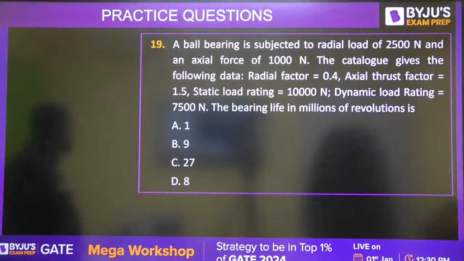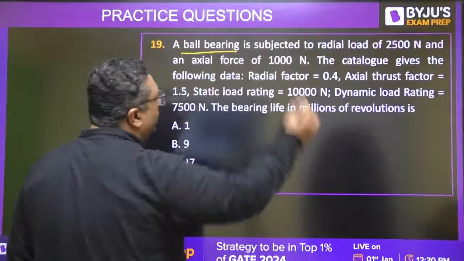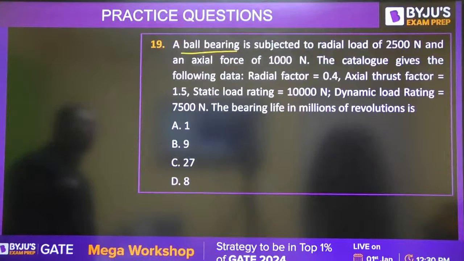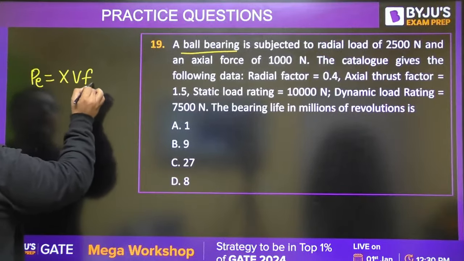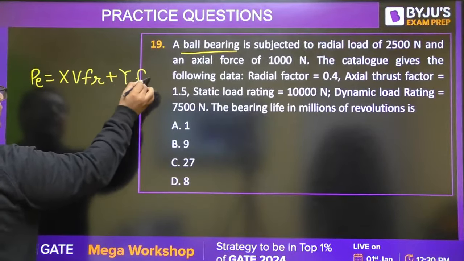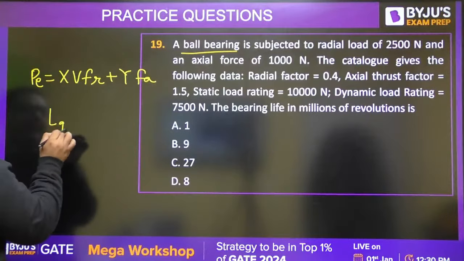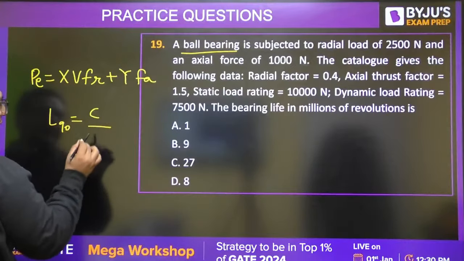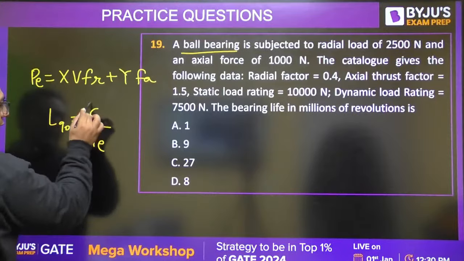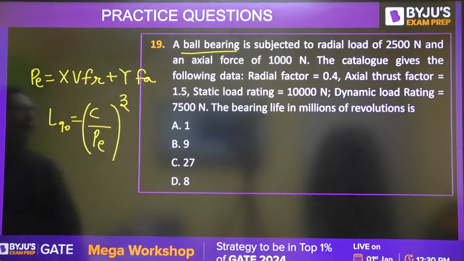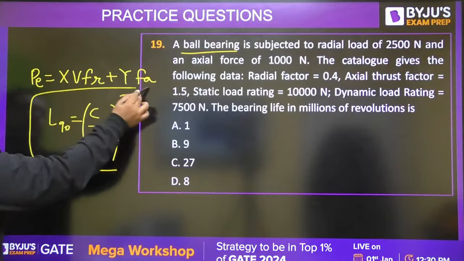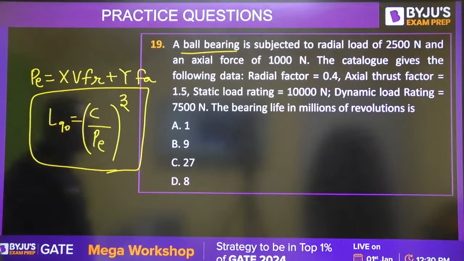Very good, Madhu Vamshi. Very good, Mansoori. This is from ball bearing now. It is subjected to some load, 2500 Newton. First of all, find out the equivalent load, P equals X V Fr plus Y Fa. Then you know L90 is C by P e to the power 3. For ball bearing, this is the formula. Solve it and get the answer.